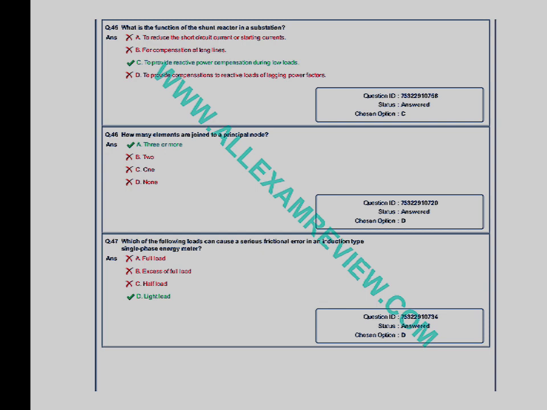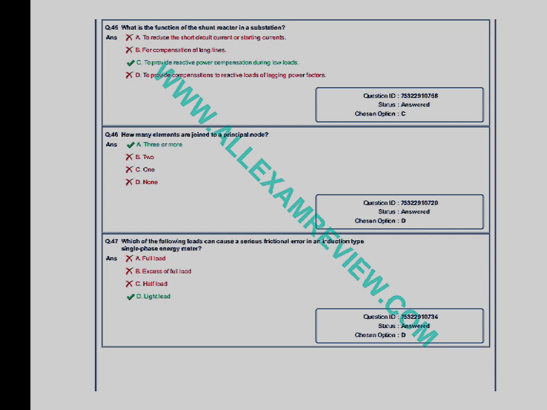How many elements are joined in the principal node? 3 or more. Okay. Not none. 3 or more. Okay. A node without 3 or more elements, you cannot use in the nodal analysis method.